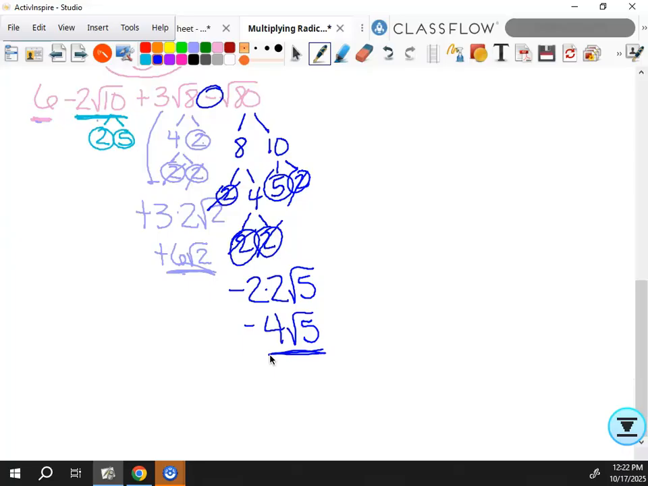Don't lose yourself in your own work, which is easy to do. So can I combine any of these terms? No, I still can't. So my answer is 6 minus 2 square roots of 10, then here plus 6 square root of 2 minus 4 square root of 5. And this is my answer. Okay. What questions do you have?